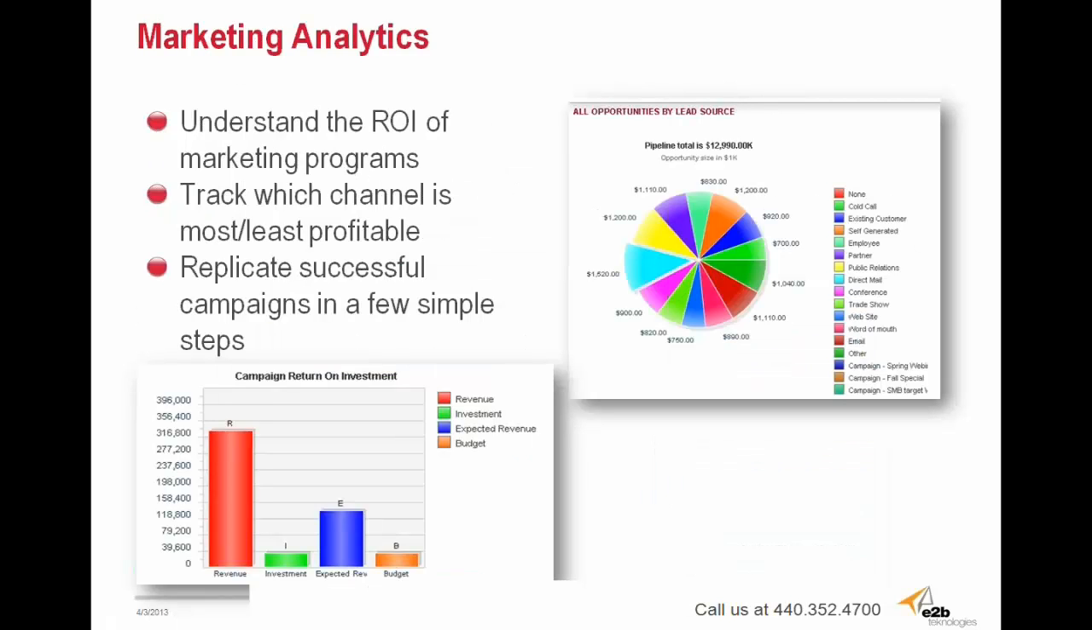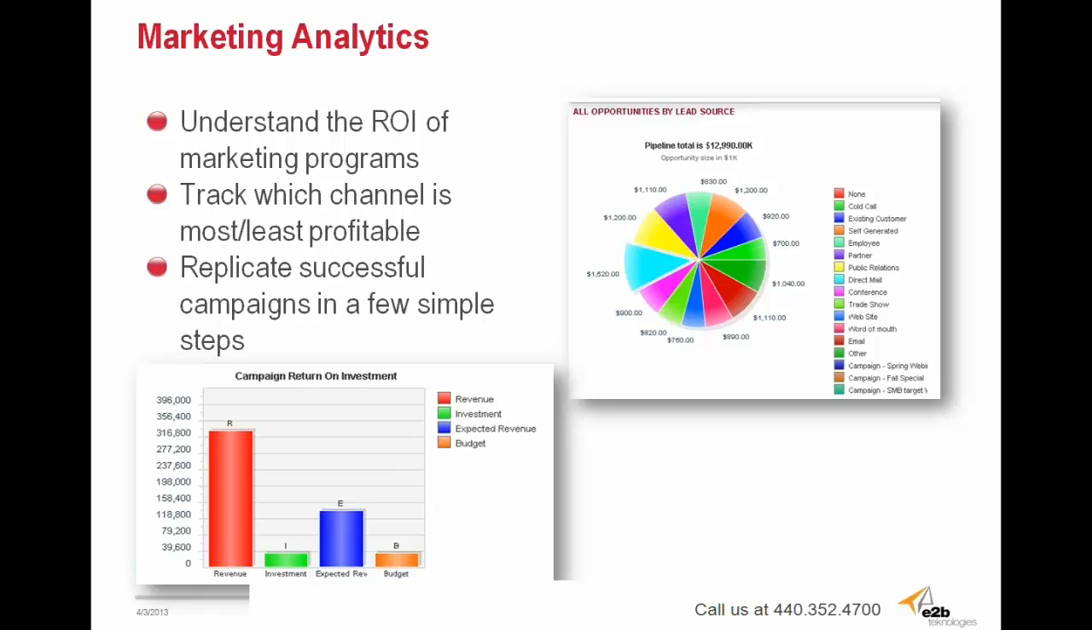Speaking of marketing, for marketing, Sugar provides many out-of-the-box reports. But you can also create your own report based on any data you want to pull out, whether that's data from custom fields you've created in your modules or pre-existing fields. Reports such as the one here on the bottom can show the return on investment that you're getting from individual marketing campaigns. Reports help you track which channels are the most or least profitable so that you can direct your attention and efforts into those areas.